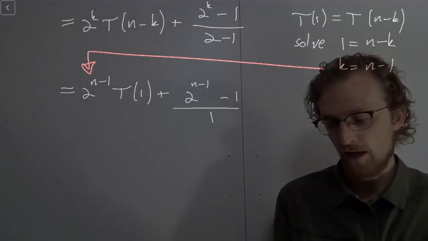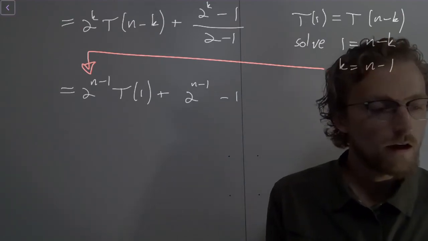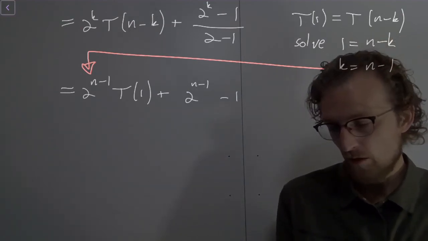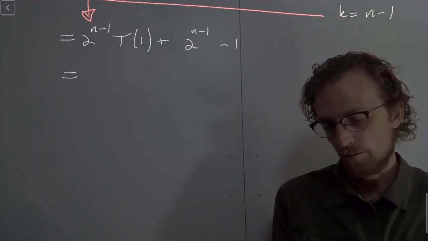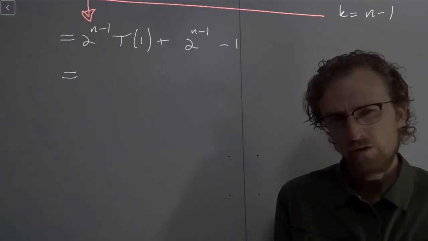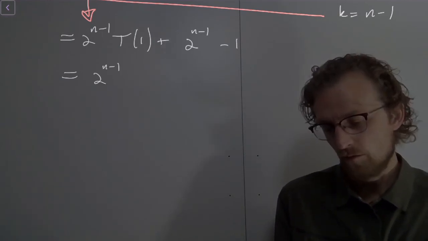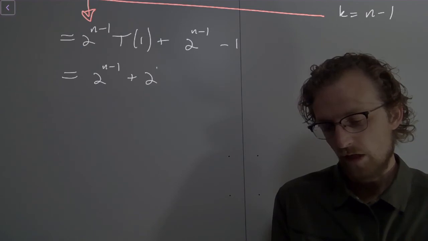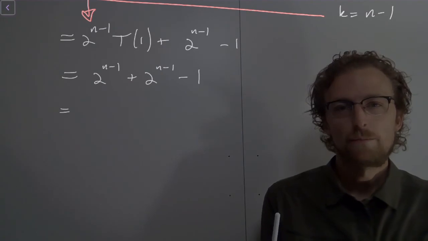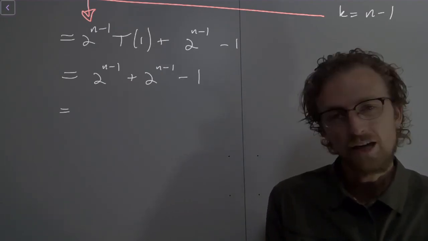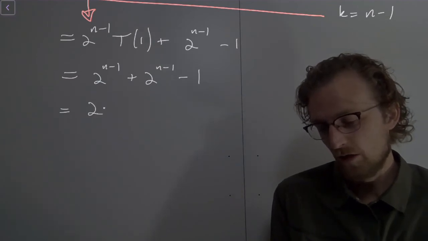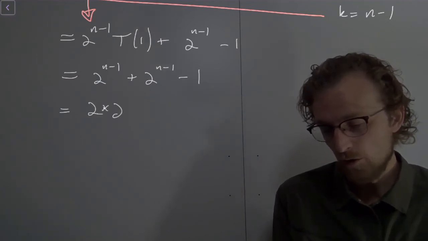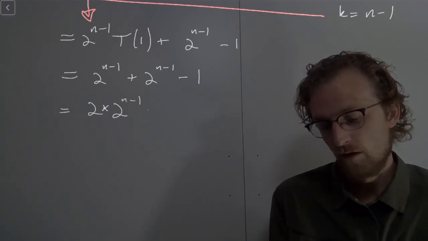And I'll just simplify that and erase it. Okay? And so what does this come out to? Well, I've got 2 to the n minus 1 plus 2 to the n minus 1 minus 1. What happens when you do that? Well, 2 to the n minus 1 plus 2 to the n minus 1 equals 2 times 2 to the n minus 1, right? There's 2 of those. So, and I'm going to go into the gory details here, this is 2 times 2 to the n minus 1, minus 1.